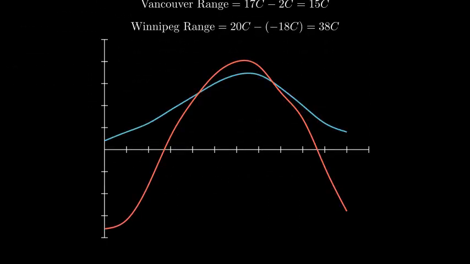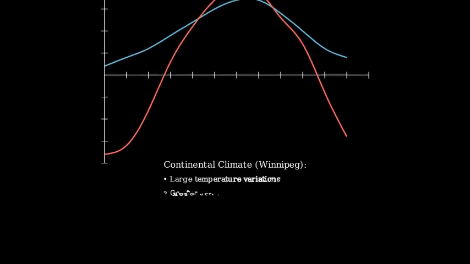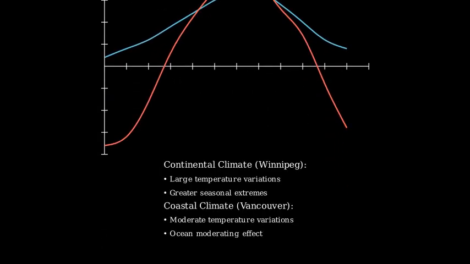The blue line shows Vancouver's temperatures throughout the year, while the red line shows Winnipeg's temperatures. Notice how Winnipeg has much more extreme variations between summer and winter. This difference in temperature range tells us about the climate type.